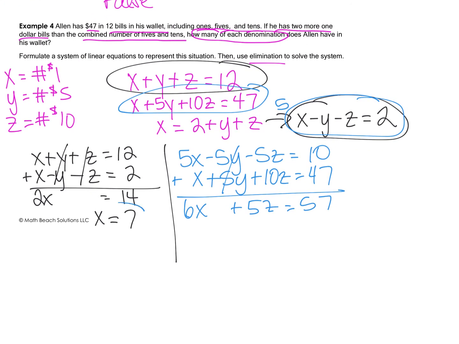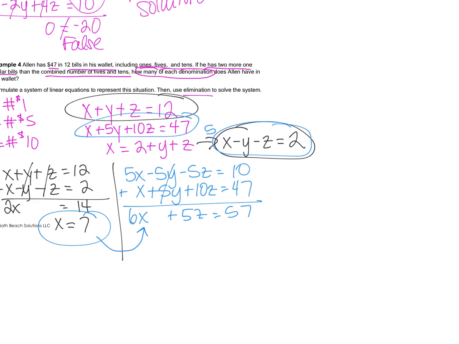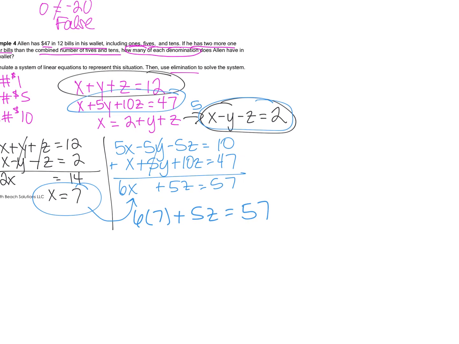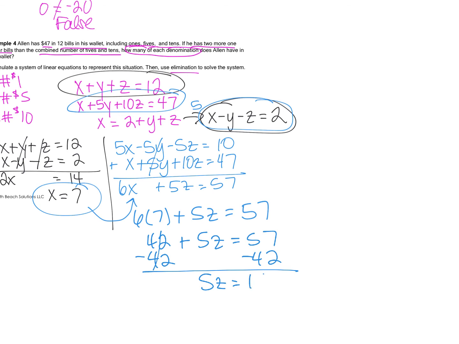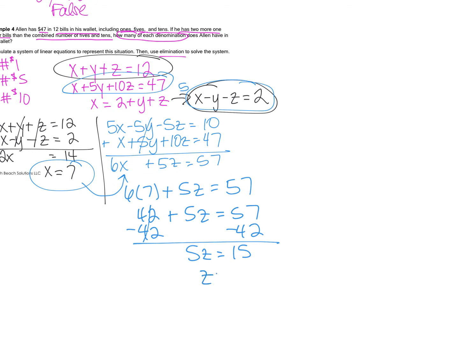Okay, so notice we already found x, so now we can substitute it in here in order to solve for z. So that's going to be 6 times 7 plus 5z equals 57. So that's 42 plus 5z equals 57. So subtract 42. 5z equals 15. So z will equal 3.